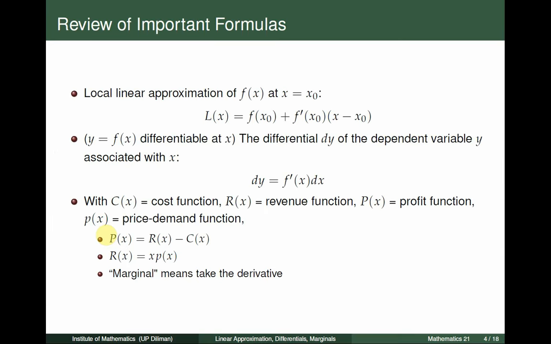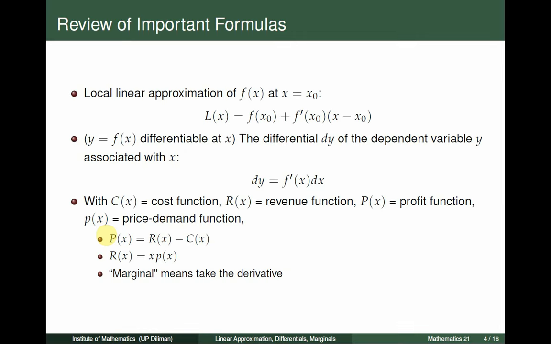Here they are. First one is the local linear approximation of a function f of x at x is x naught. We call that L of x, and it's equal to f of x naught plus f prime of x naught times x minus x naught. Next, let's assume that we have a function y equals f of x that is differentiable at x. Then, the differential dy of the dependent variable y associated with x is given by the formula dy equals f prime of x dx. Here, dx is the same as the delta of x, or the change in x.